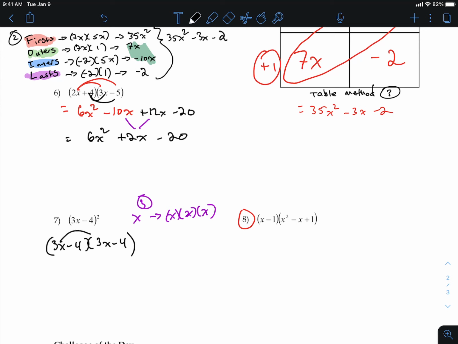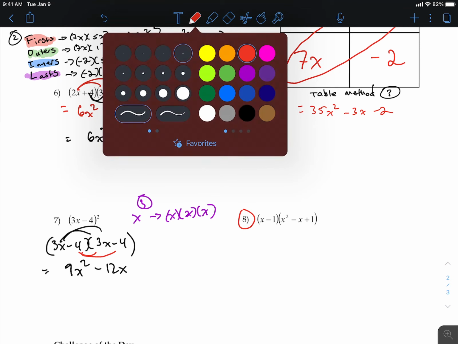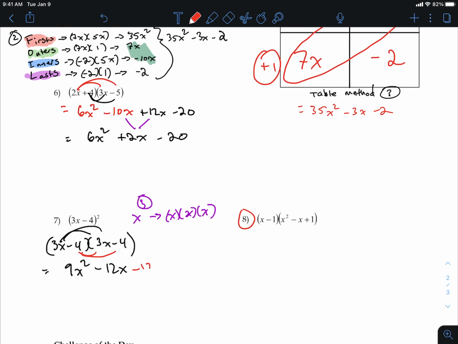Okay, so I'm going to do it again. 9x squared minus 12x. Okay, that'll be those ones, and then the red will be the bottom. It's minus 12x plus 16. Okay, and then you can collect the like terms. 9x squared minus 24x plus 16.